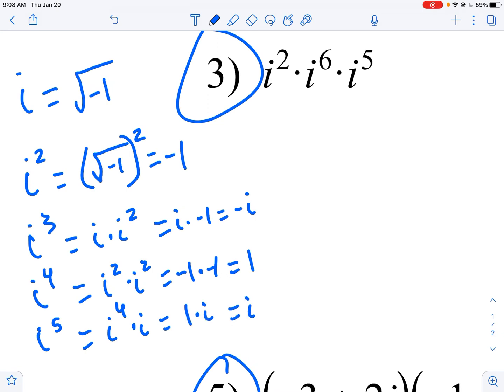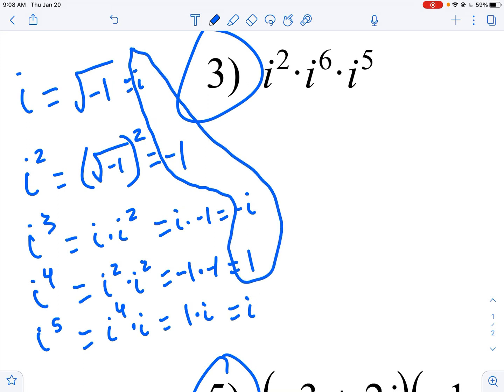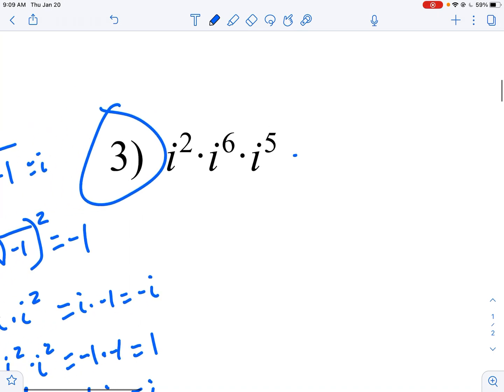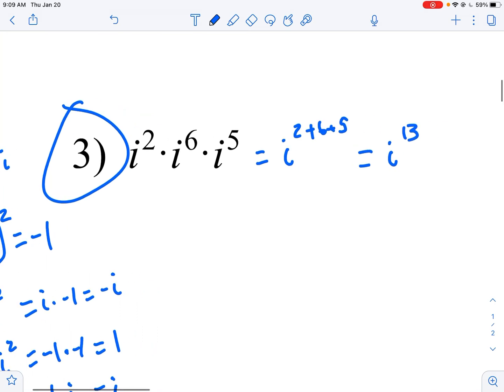And so you get this cycle of i, -1, negative i, 1, and things just kind of cycle through those different results when you get bigger and bigger powers of i. And if you want to multiply i squared, i to the sixth, and i to the fifth together, you just add up all those exponents. It becomes 2 plus 6 plus 5. 2 plus 6 is 8, plus 5 is 13, so we got the 13th power.